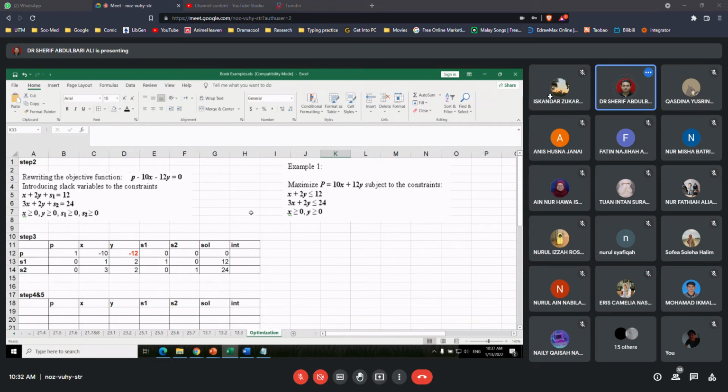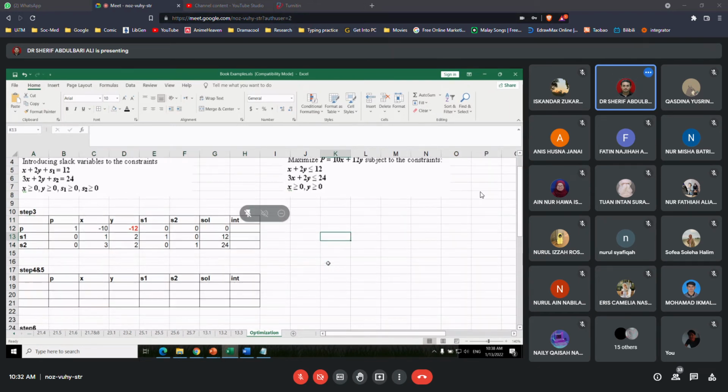This is 1 mark. Then you are going to introduce the slack variables. x plus 2y plus s1 is equal to 12. This is 1 mark. 3x plus 2y plus s2 is equal to 24. You are going to put the values in the form of this table. Okay, so the first thing, you need to find your pivot column. Your pivot column here is y, because it has the highest negative value.